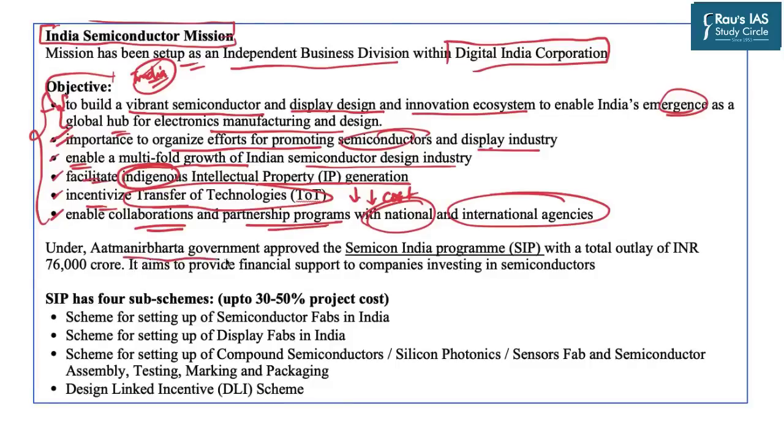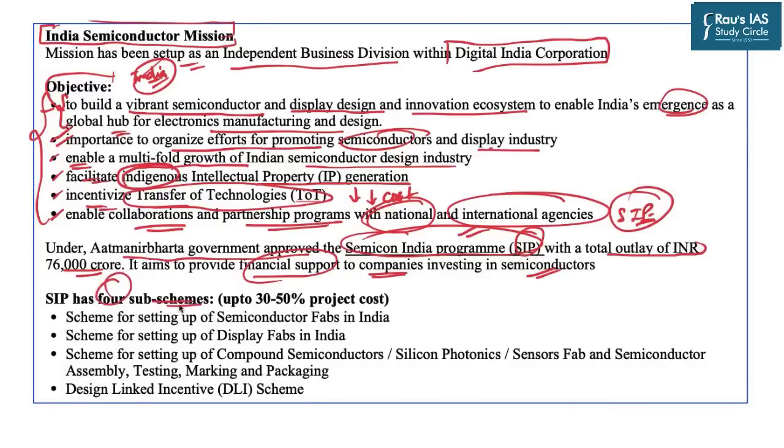Under Atmanirbharta, the government approved the Semicon India Program, in short also known as SIP, with a total outlay of INR 76,000 crore. It aims to provide financial support to companies investing in semiconductors. So this Semicon India Program, SIP, is also important. And this SIP further has four sub schemes in it. Obviously, all these sub schemes are related to the important components of the semiconductor industry, for example, semiconductor fabrication units, display fabrication units, etc. Right. So these were the factual details regarding the Indian Semiconductor Mission.